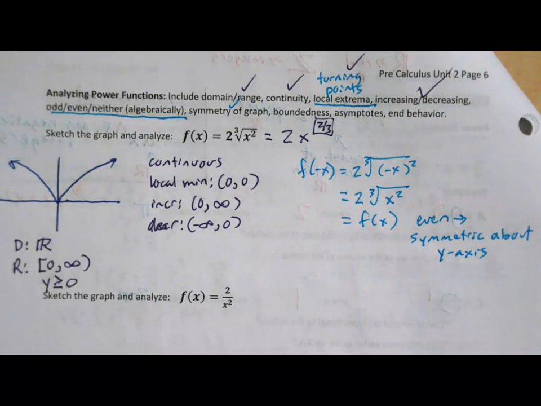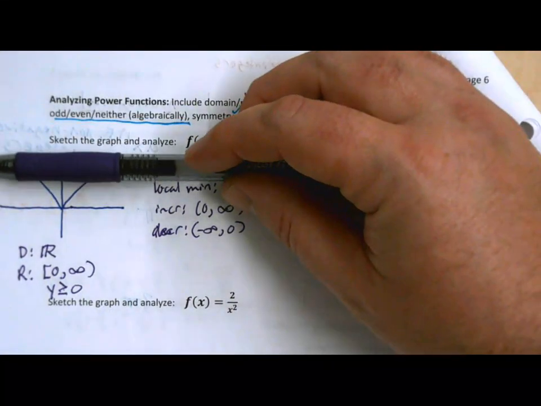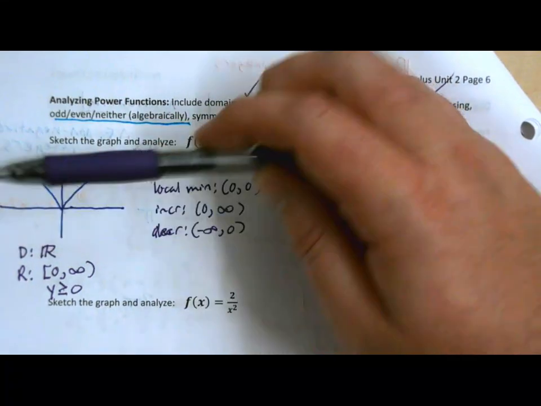Boundedness. Is this thing bounded above? No, I'd say those arrows are going to go through any wall that I build above the graph. How about below? Bounded below.